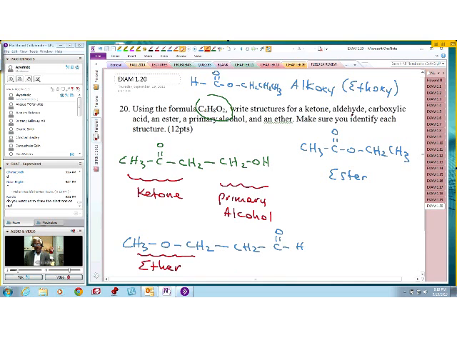They also tell us to draw an aldehyde right here. An aldehyde is this part of the molecule, in which you have a carbonyl attached to a hydrogen atom, and that carbonyl could also be attached to a carbon atom. So this would be an aldehyde.